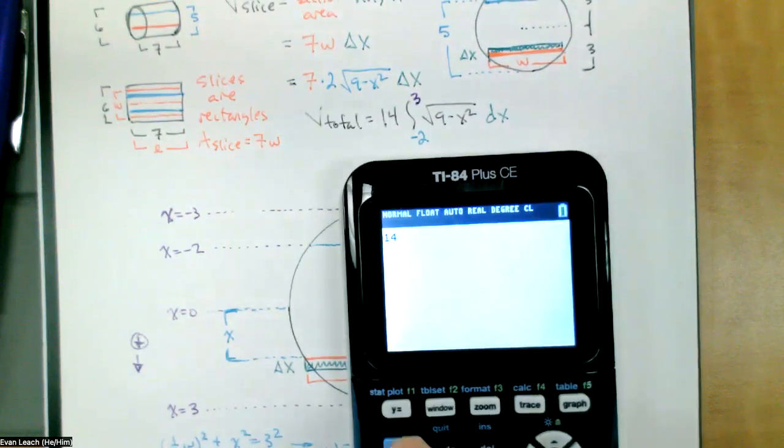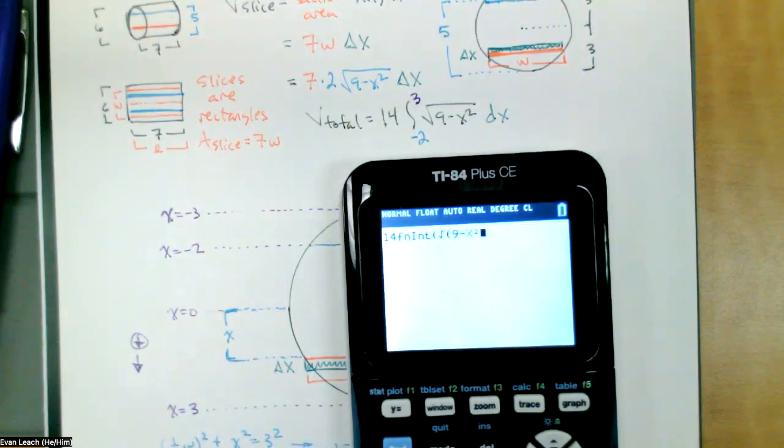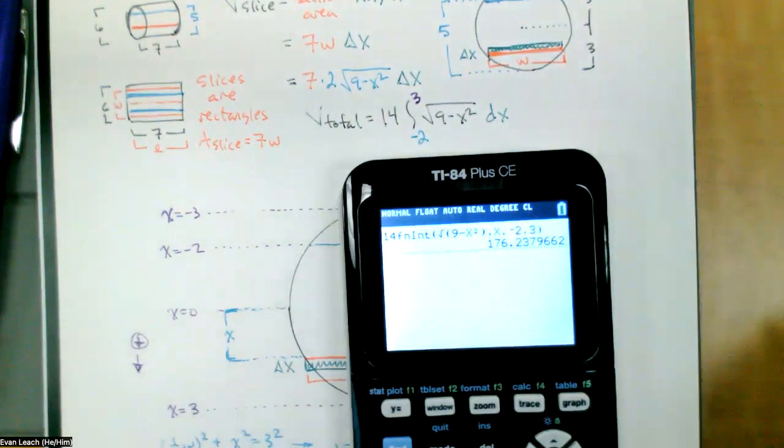I want 14 times the integral of the square root of 9 minus x squared with respect to x from -2 to 3. And there's our volume, 176.24.